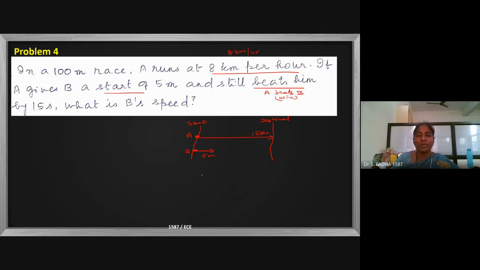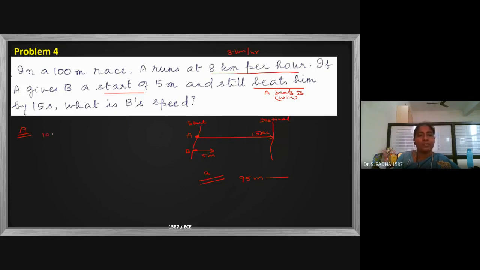Okay. So now we will go with the story of B. He has run 95 meters. In the race, A runs 8 kilometer per hour. Still he is beaten by 15 seconds. He is running 95 meters, and what is the time taken? Yes, first I will go to the story of A because we have the details of A.